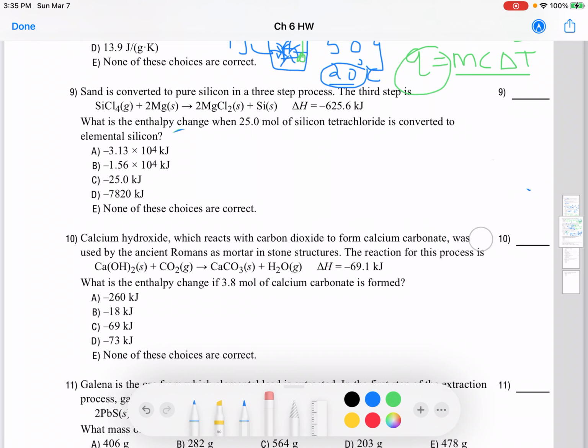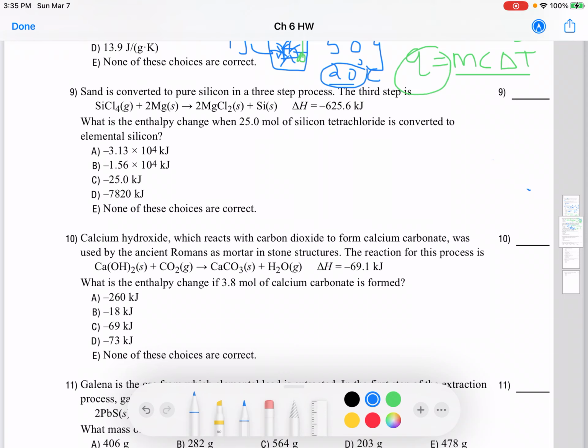Sand is converted to pure silicon in a 3-step process. The third step is SiCl4 plus 2 magnesium, giving you magnesium chloride and silicon, and the delta H is given. What is the energy change when 25 moles of silicon tetrachloride is converted to elemental silicon? How do we perform this calculation?